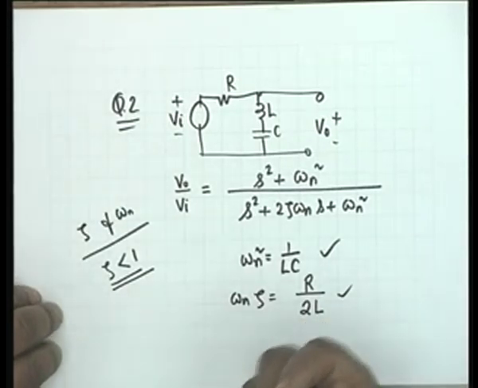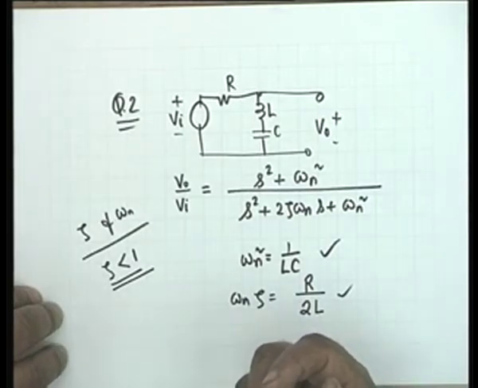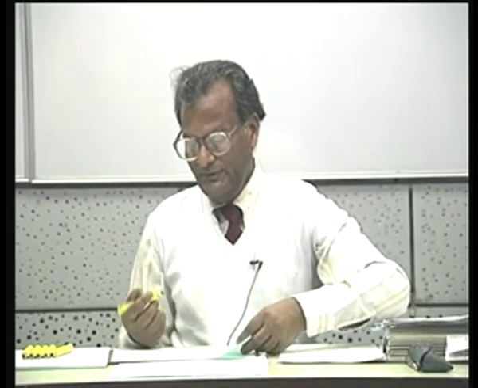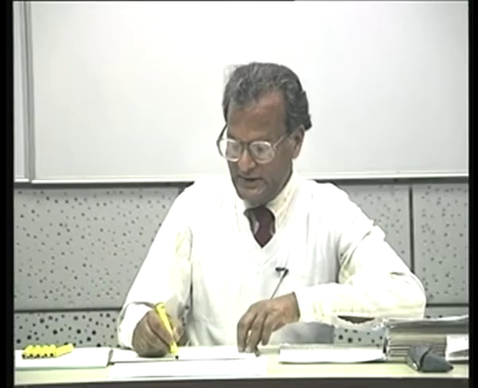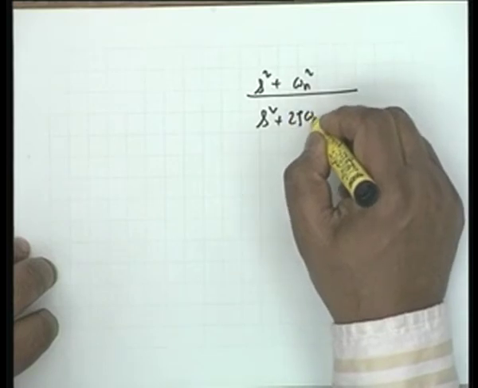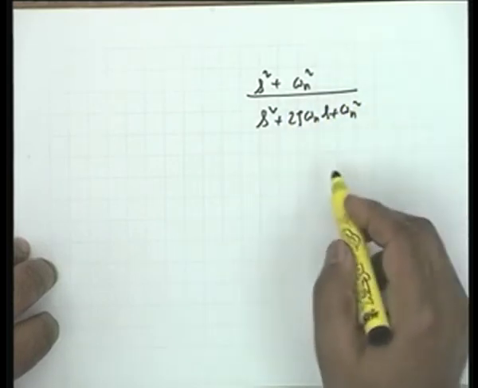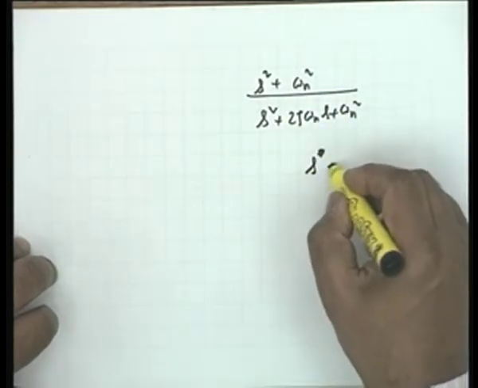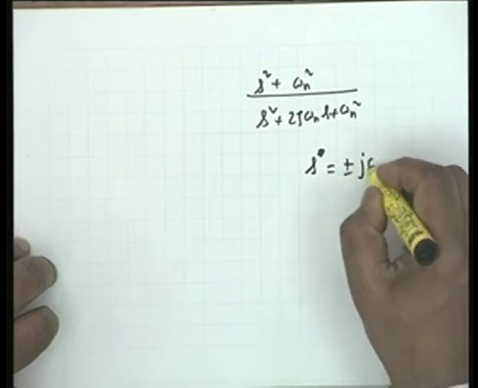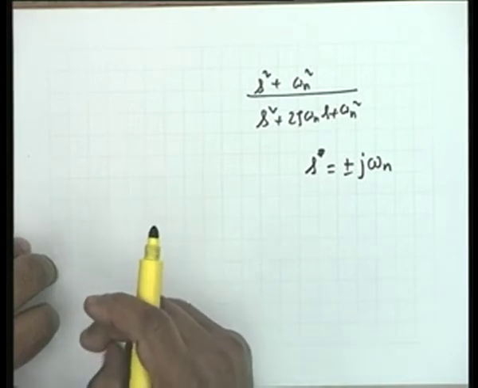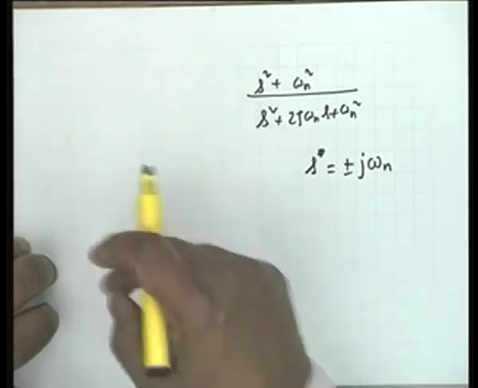The part which baffled you, should not have baffled you, but it did, is the sketch of poles and zeros. If you look at the transfer function, obviously the zeros are 2 in number, s squared plus omega n squared. The zeros are obviously at s squared equal to minus omega n squared, and therefore s equal to plus minus j omega n. There are a few who plotted the zeros on the real axis, one at minus 1 by square root LC and one at plus 1 by square root LC.